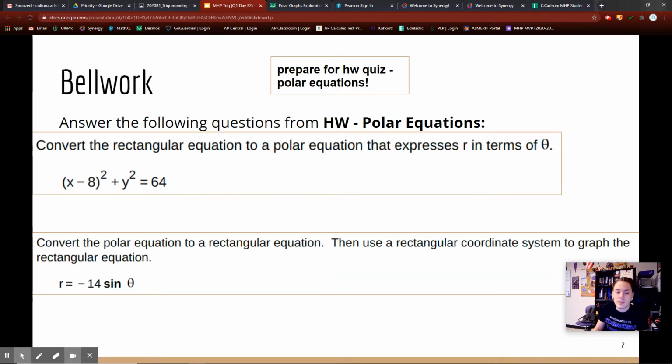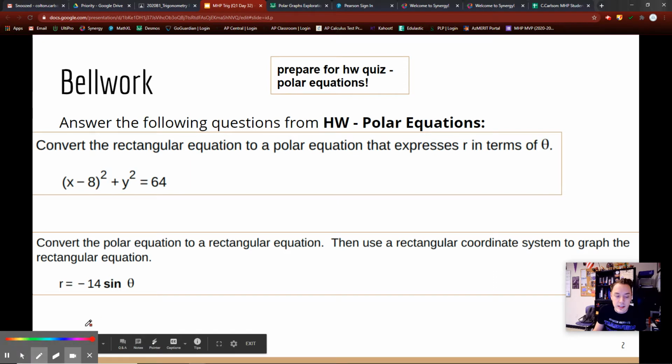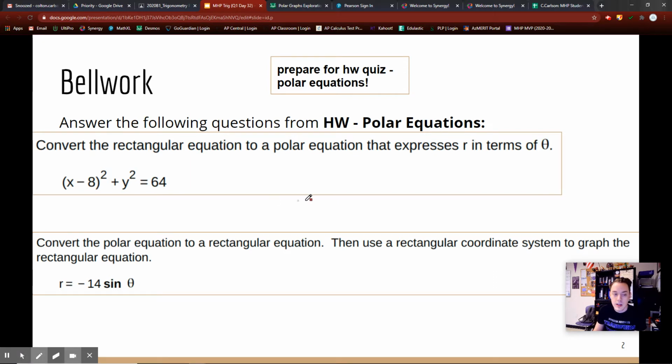These 2 questions are what I have on bell work. These are great questions to help you prepare for the homework quiz. So go ahead and pause the video if you need to and get these down. The first one, what I want to do is convert the rectangular to polar. So on this one, I'm going from rectangular to polar here, okay?